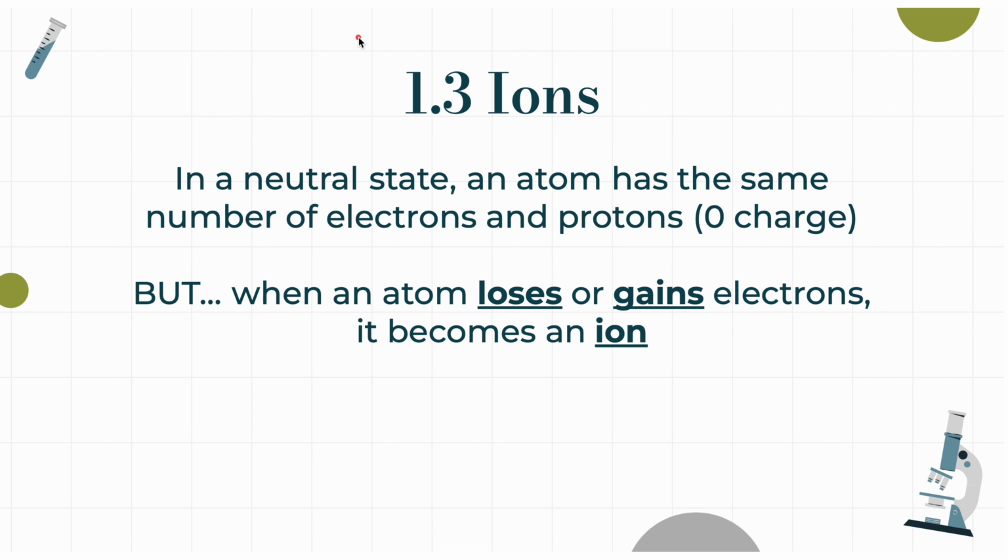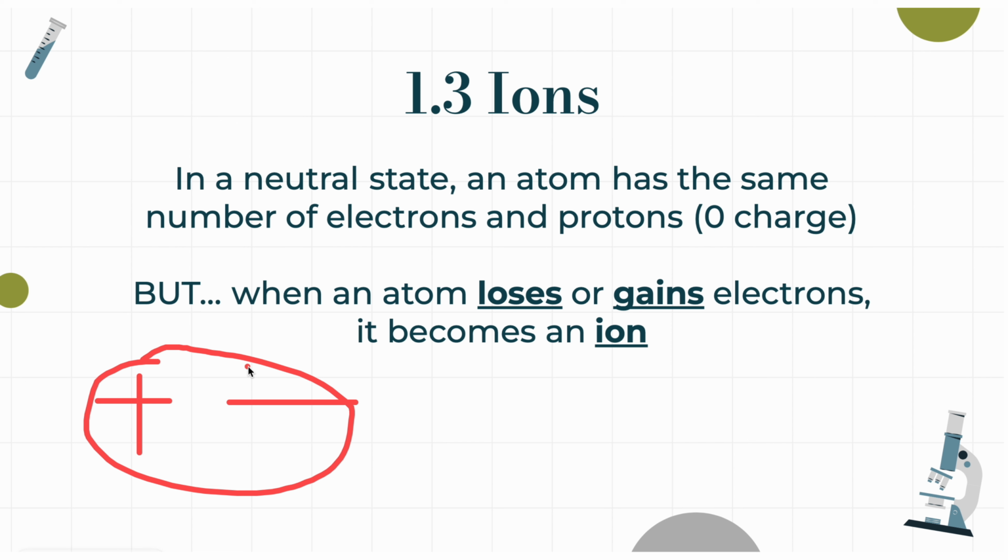Ions. In a neutral state, an atom has the same number of electrons and protons, which means a charge of 0. For example, hydrogen has 1 proton and 1 electron floating around, and they both, a positive and a negative charge, cancel out to become one big 0 charge, neutral atom. However, atoms can also lose or gain these electrons, and then they will become an ion.